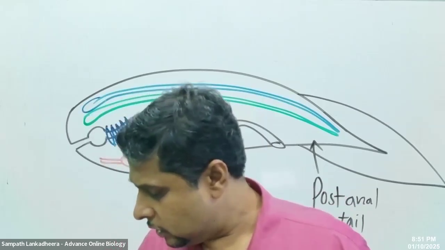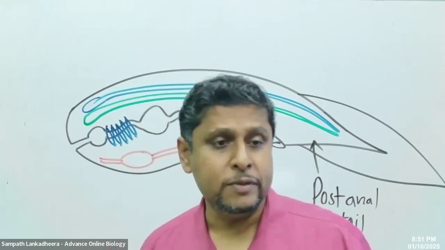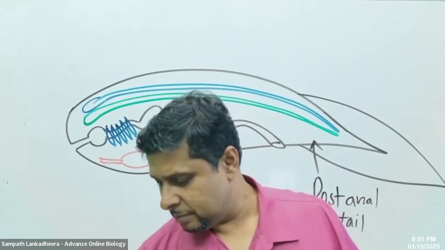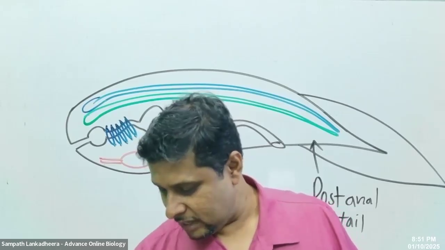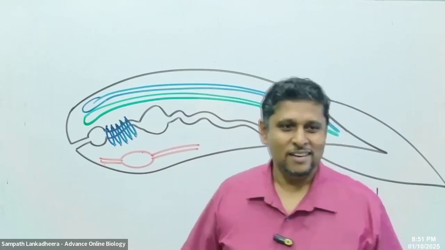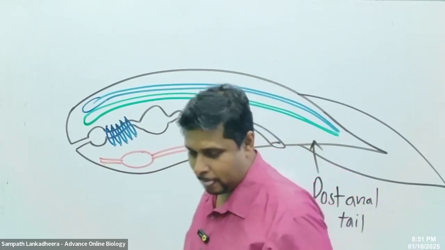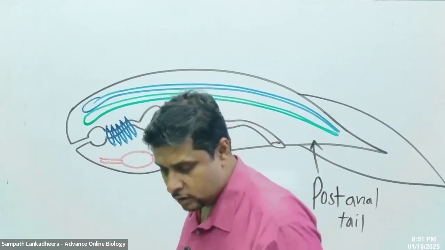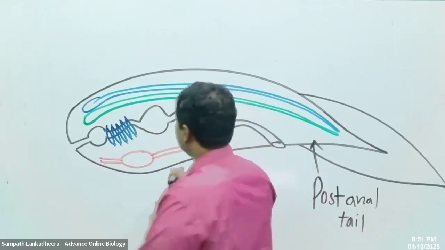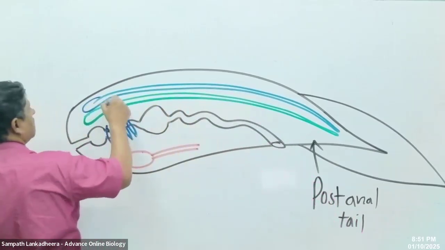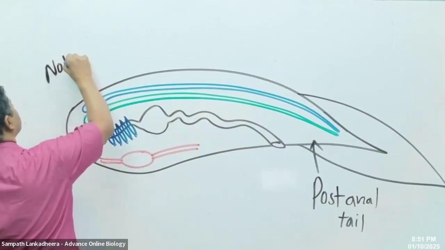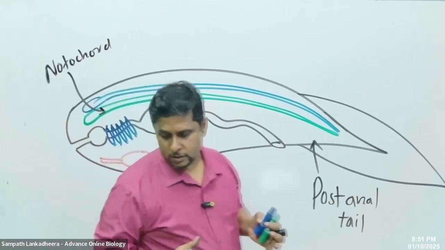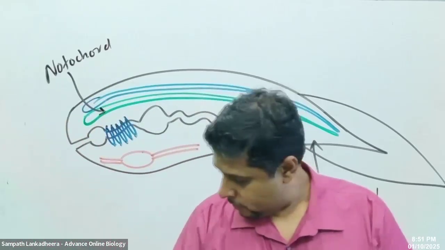Dorsal tubular nerve cord present. So when you talk about the features of the vertebrates, we can take these basic features. So you can take them now. What we said, people: dorsal hollow single nerve cord located above a longitudinal flexible rod called notochord. So this one is notochord. Longitudinal flexible notochord present. That's the first feature.